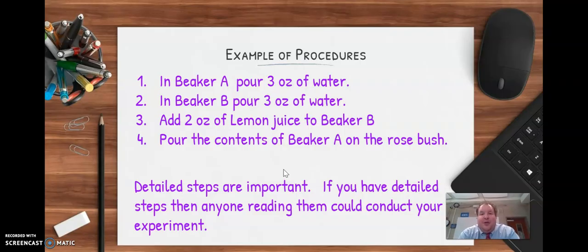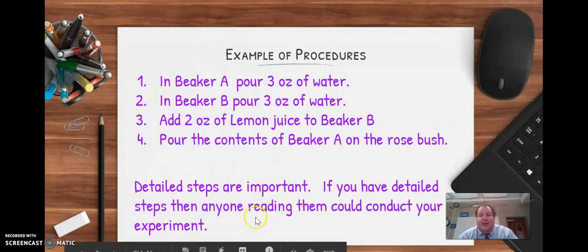In beaker A, pour 3 ounces of water. In beaker B, pour 3 ounces of water. Add 2 ounces of lemon juice to beaker B. Pour the contents of beaker A on the rose bush. You see, I've listed clear action statements that guide us through our procedures. It's very important that you be detailed because you want other people to be able to do your experiment.